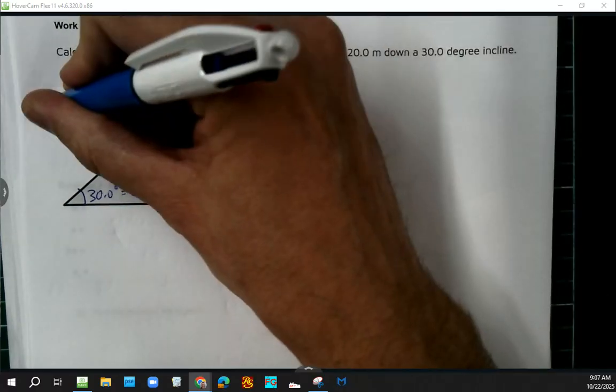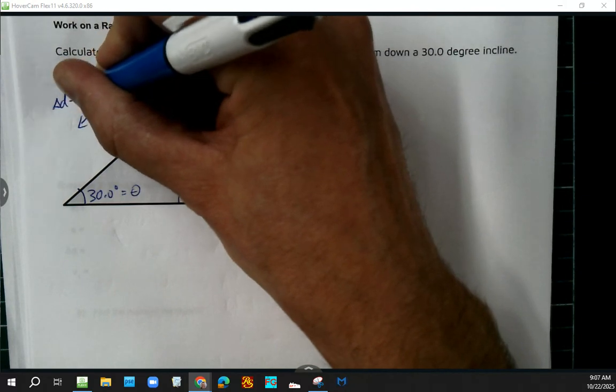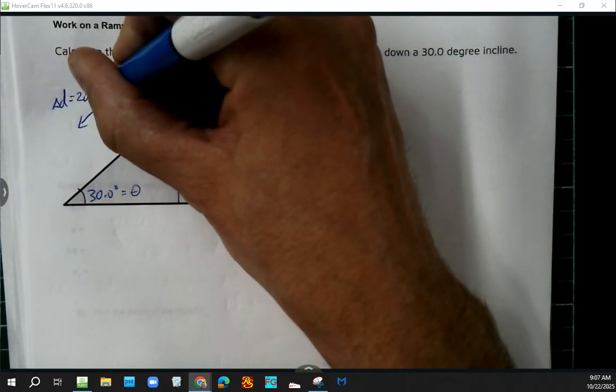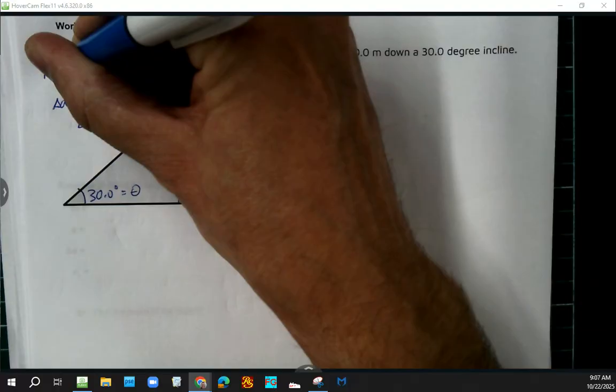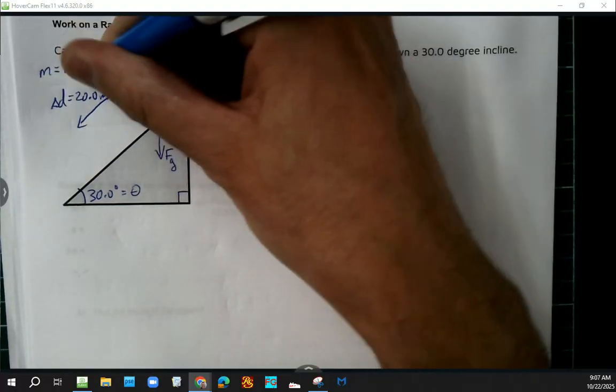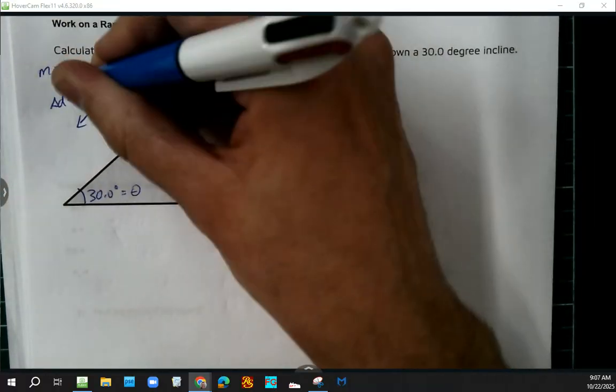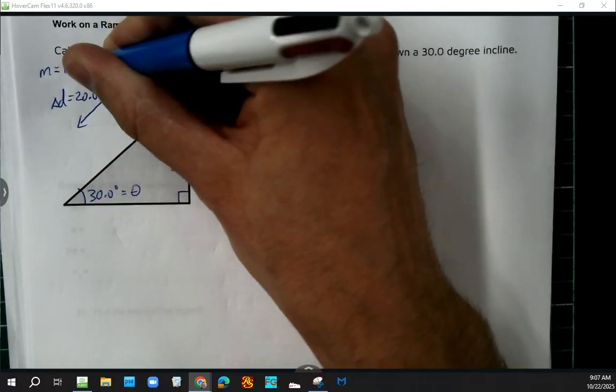I have my displacement, 20.0 meters. It slides down the ramp, 20 meters. And the mass, maybe I'll just also jot this off to the side. The mass is 10 kilograms. So maybe it's even the same mass from what we were talking about earlier.